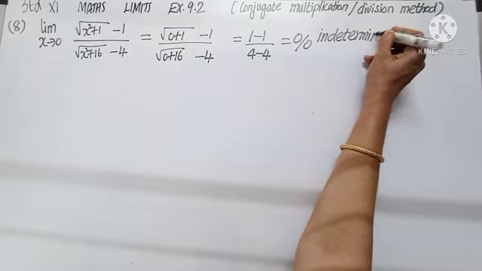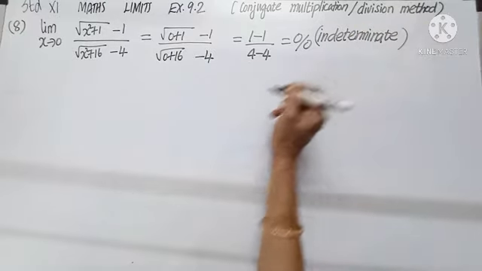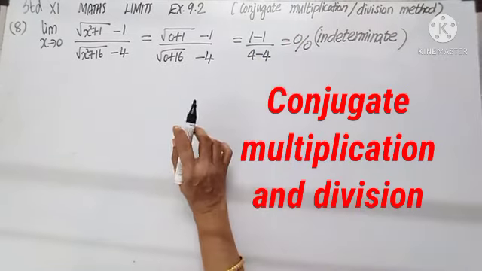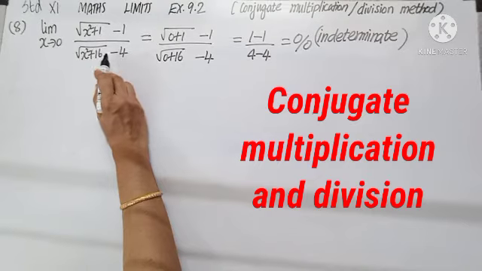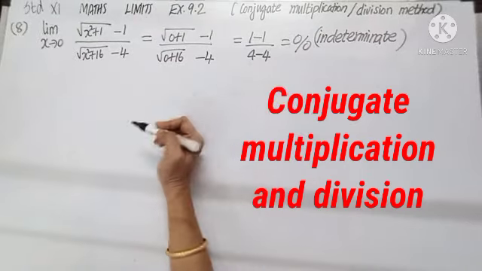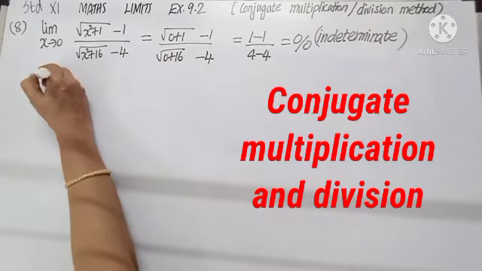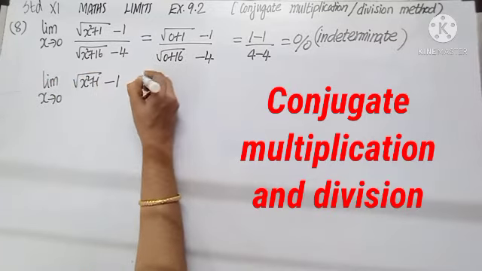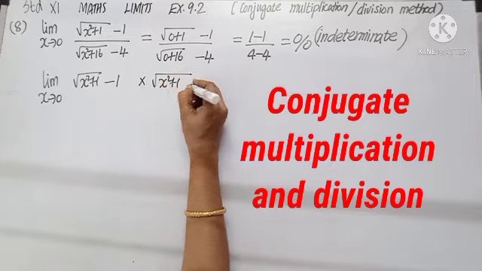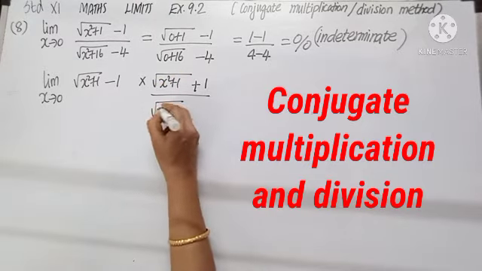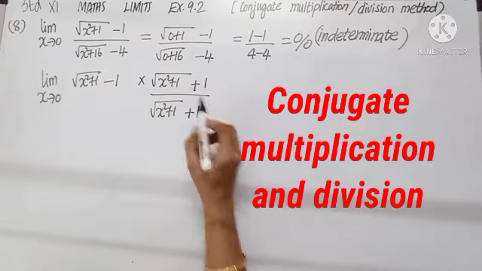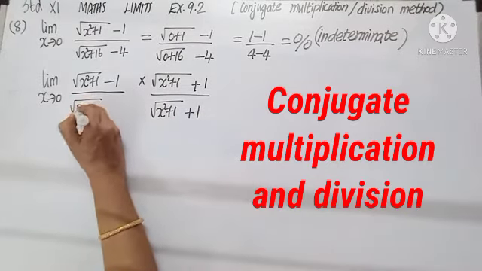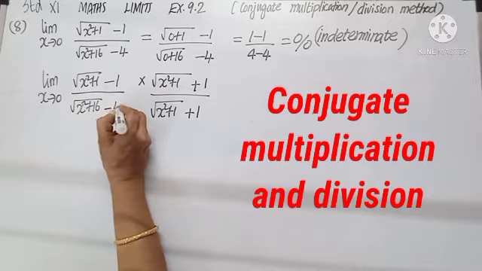So naturally, we have to think of some algebraic reduction. We shall use the conjugate multiplication and division method. Because of the minus symbol, I arrive at 0. Let me multiply and divide by the conjugate. What do you mean by the word conjugate? If I have a minus symbol, I shall multiply and divide by the plus symbol. So root of x square plus 1 plus 1, we multiply and divide. What about the denominator? It is root of x square plus 16 minus 4.